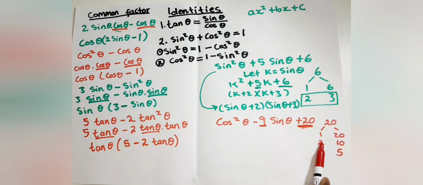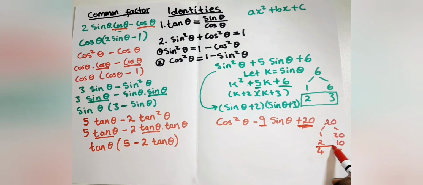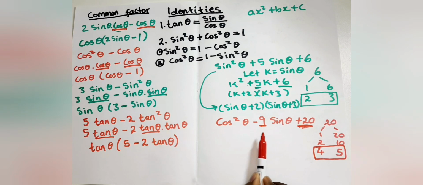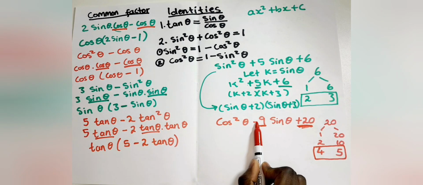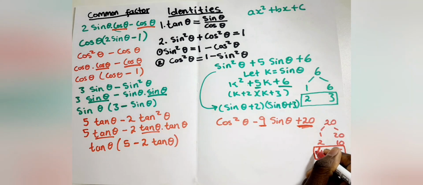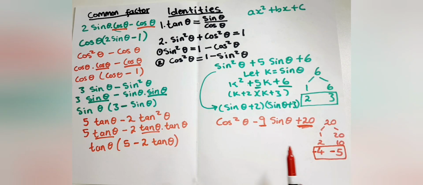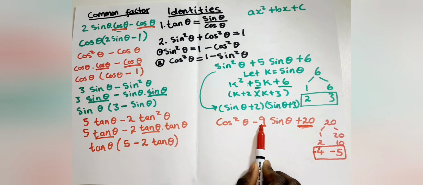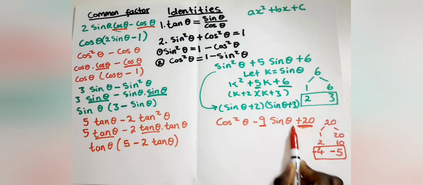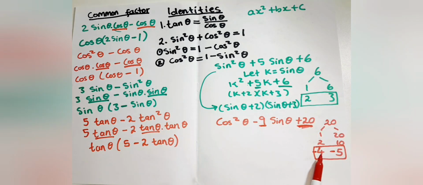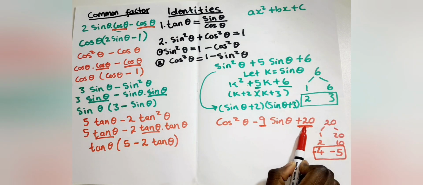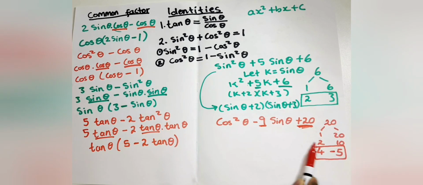Okay, 2 and minus 10 doesn't give a 9. But when I check 4 and 5 there, 4 and 5 does give me a 9. But what kind of a 9 am I looking for? A negative 9. Therefore, both my terms should be negative. Why? Because minus 4 minus 5 is minus 9. Then you check, when I multiply them, does it give me positive 20? Negative 4 times negative 5 is a positive 20. It does. Therefore, these are your correct factors.